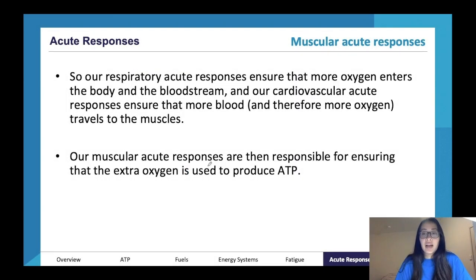As I mentioned before, our muscular acute responses are a type of acute response. Our previous ones ensure that more oxygen enters our body and bloodstream. That was a respiratory one. And our cardiovascular acute responses ensure that more blood, and therefore more oxygen, will travel to the working muscles. I don't think I really emphasized that enough. So the cardiovascular one was really about blood traveling to our working muscles.